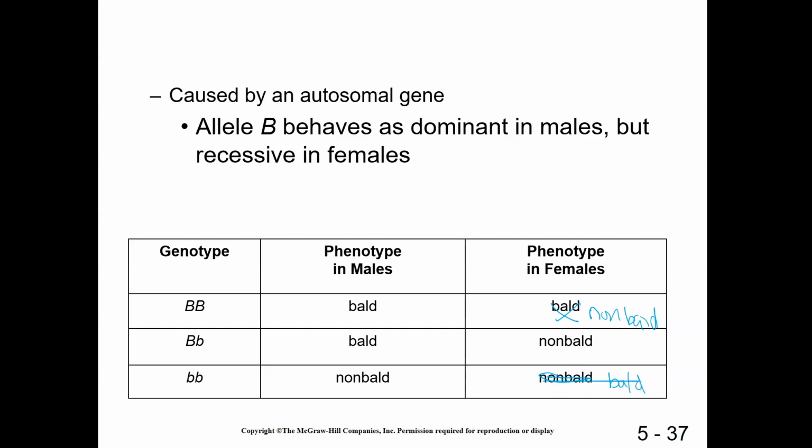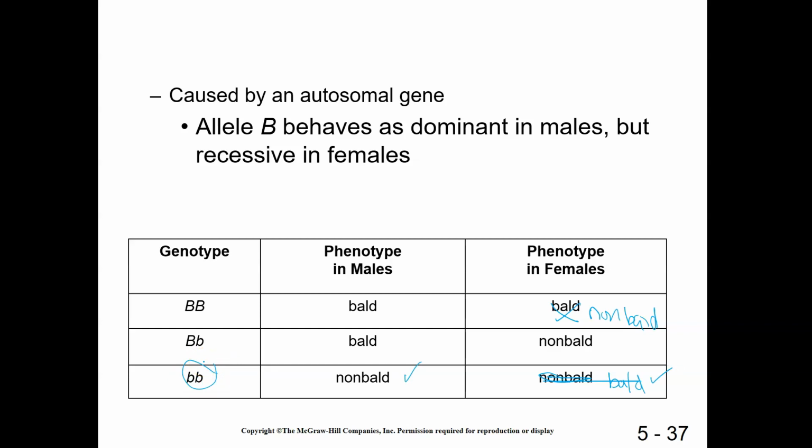Hopefully they fixed that. So females who are big B are going to be non-bald, but males will be bald. Males that have big B, little b are bald. Females are non-bald. Little b, the males are non-bald, but the females can end up being bald, although it's not often that you end up with a female this way.